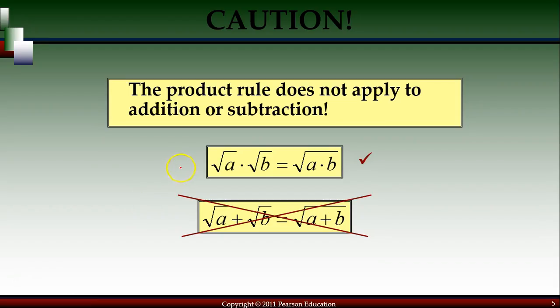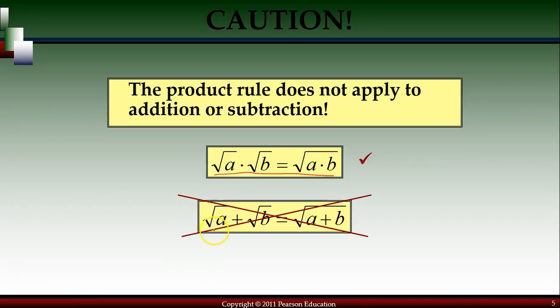Now, for a little caution here, the product rule does not apply to addition or subtraction. So we've had this product rule here that we've discussed in class before, and we can say square root of a times the square root of b is the same thing as the square root of a times b, and put a and b together.